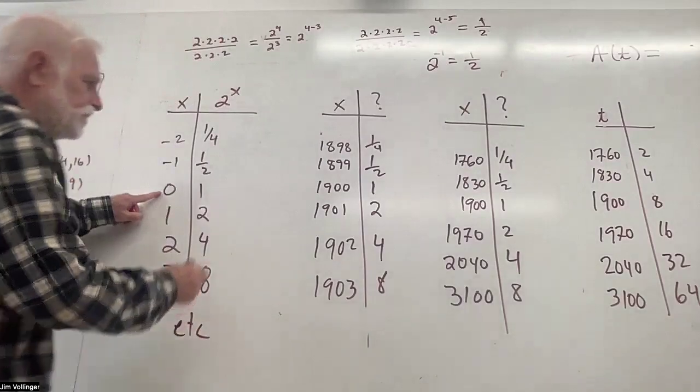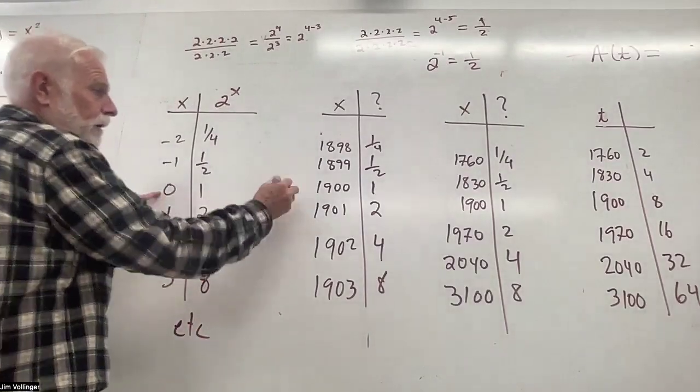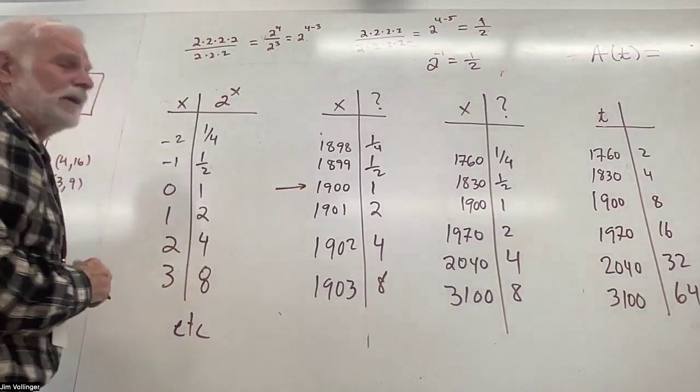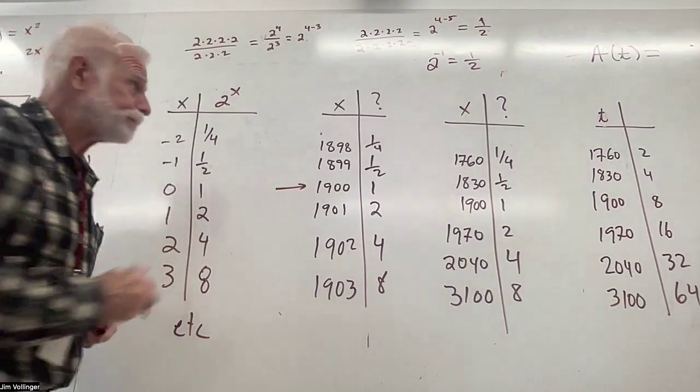All right, so right now it's 0 gets us 1. 1900 gets us 1. I think we got to make that act like 0.